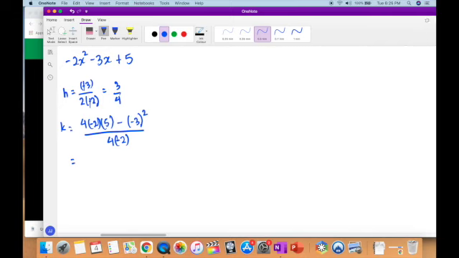5 twos are 10. 10 times 4, that is negative 40. Right? And then 3 threes are 9, so that is minus 9, divided by 4 twos are negative 8. Right? So you notice negative 3 times negative 3 is positive 9. So when this is squared, this becomes positive 9, but then you have this negative over here that makes it negative 9. Right? So this will end up being minus 49 over minus 8. Right? And 49 over 8 is 6 and 1 eighth. So that is positive 6 and 1 eighth.